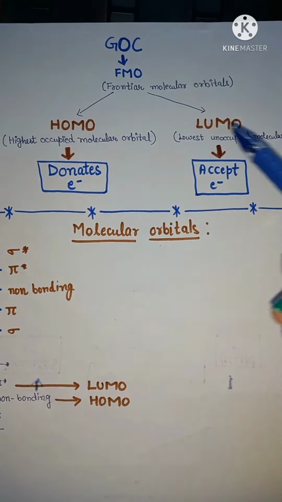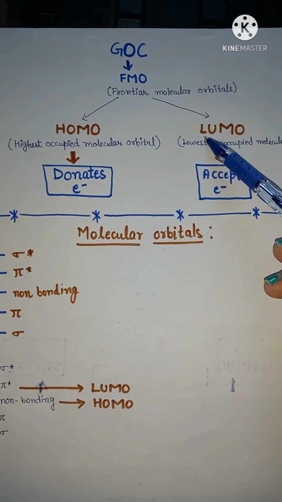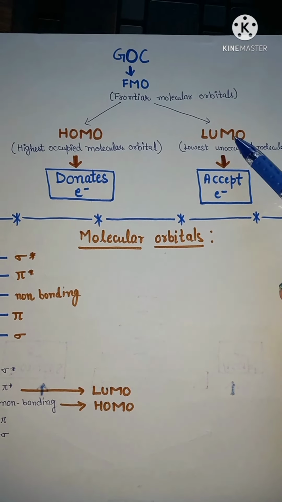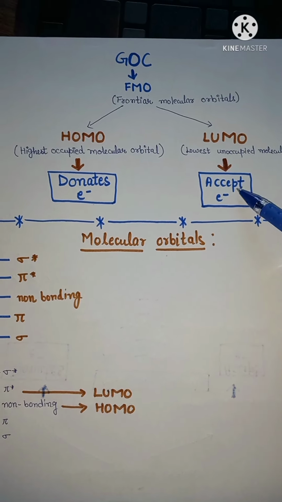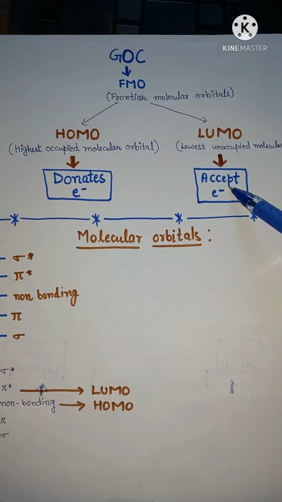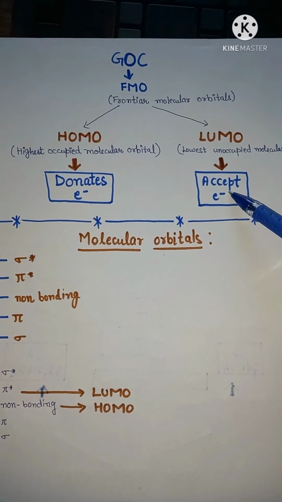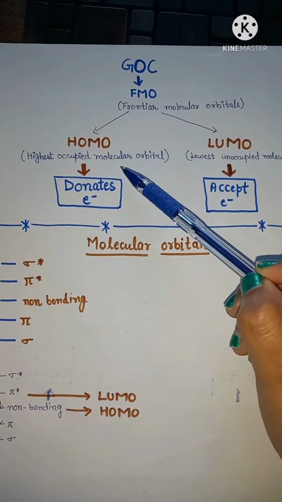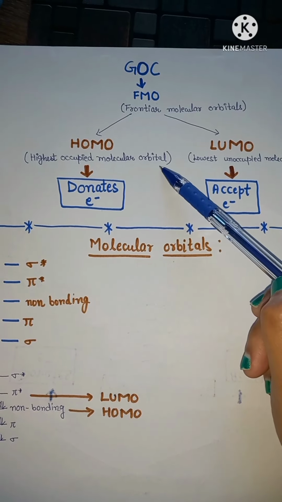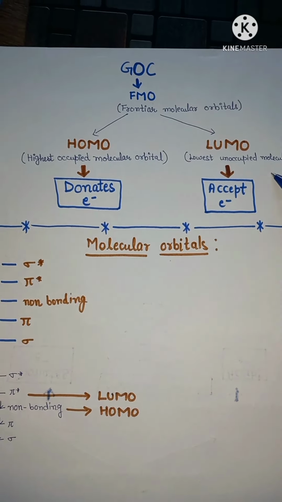And the second one is LUMO, that is lowest unoccupied molecular orbital. This will simply accept the donated electrons. In HOMO and LUMO, there is one thing common, that is molecular orbitals.